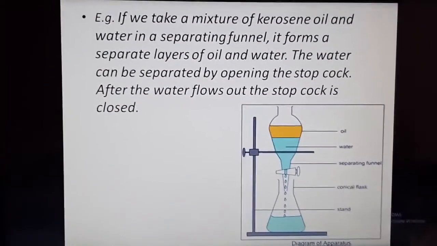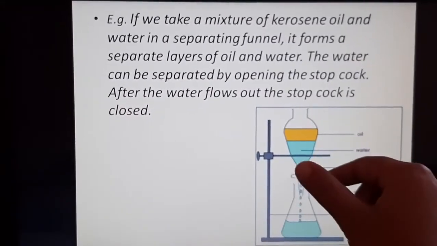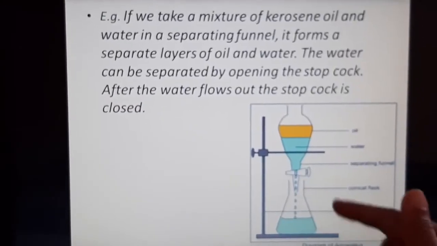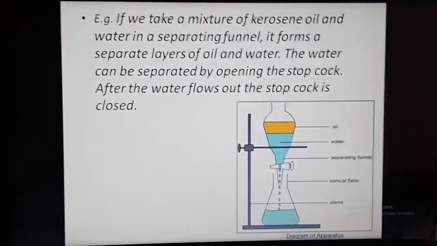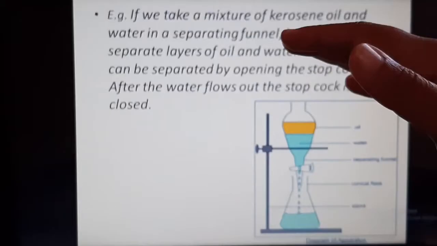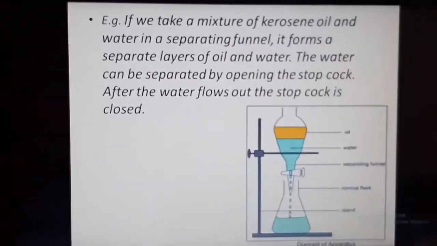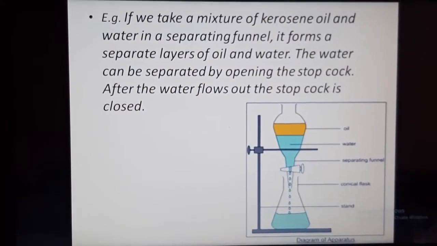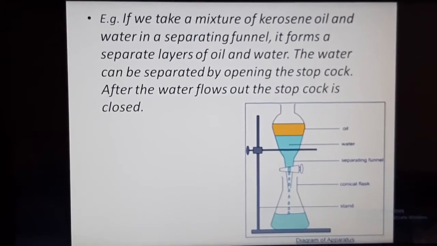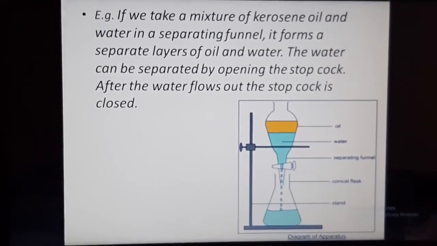And how will we do it? By opening the stop cork. This is a stop cork. When you open it, what will happen? The water will come out into the conical flask, and the oil is left behind in the separating funnel. So we can separate a mixture of kerosene oil and water using this separating funnel, where oil and water are immiscible liquids which do not get mixed with each other.